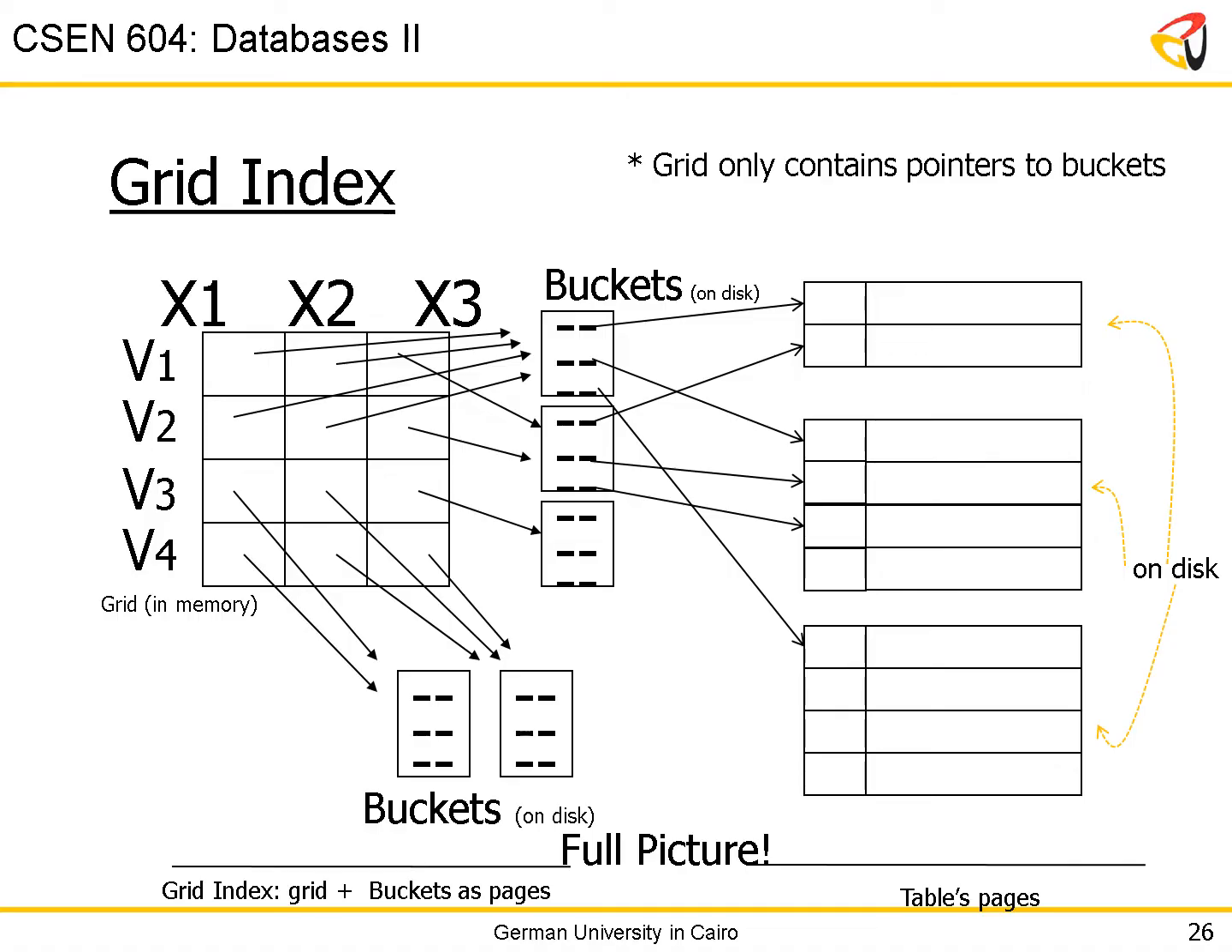Okay? Now, what you have inside each one of those cells in the in-memory grid is just a reference to a page. That is basically a bucket that has references to the different rows and the different pages in the table. Okay?